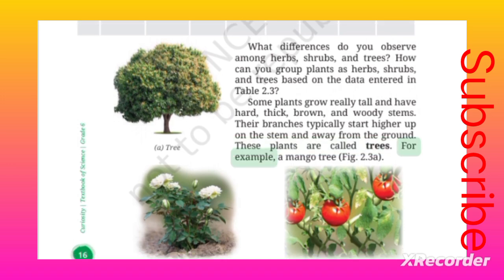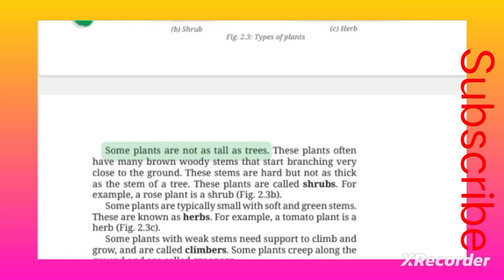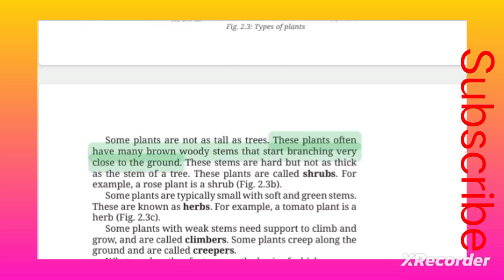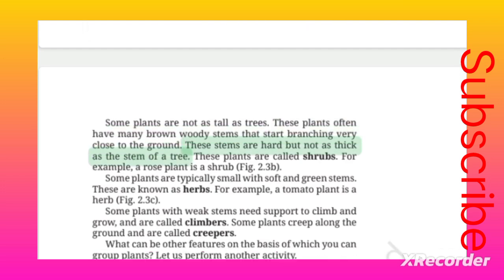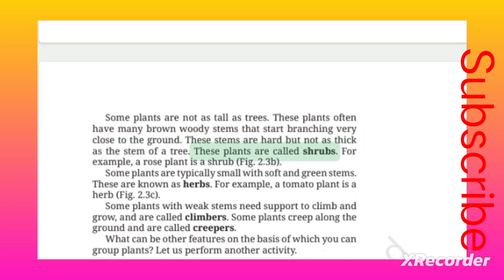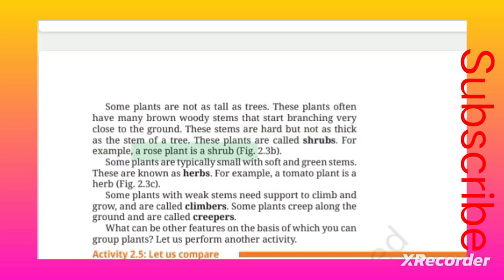For example, a mango tree, Fig. 2.3a. All plants are not as tall as trees. These plants often have many brown woody stems that start branching very close to the ground. These stems are hard but not as thick as the stem of a tree. These plants are called shrubs. For example, a rose plant is a shrub, Fig.